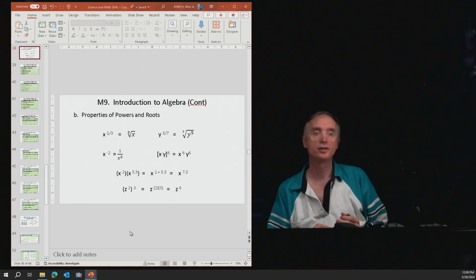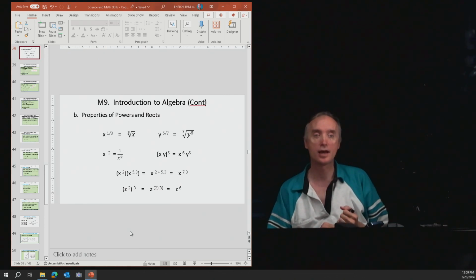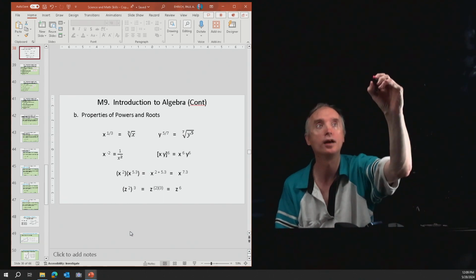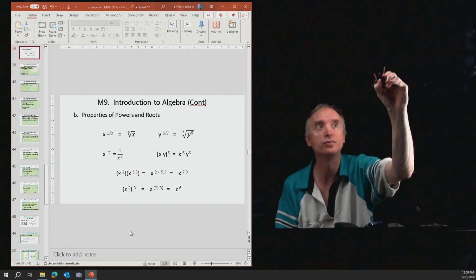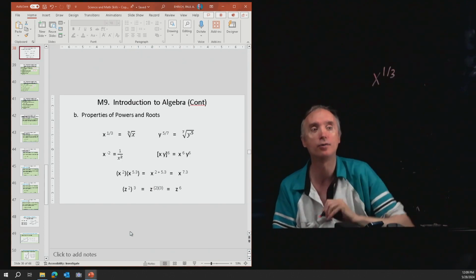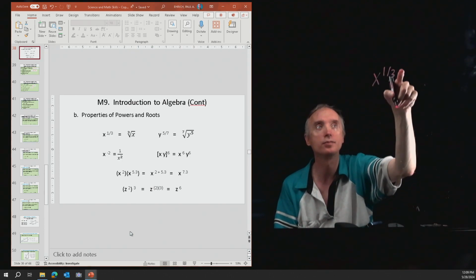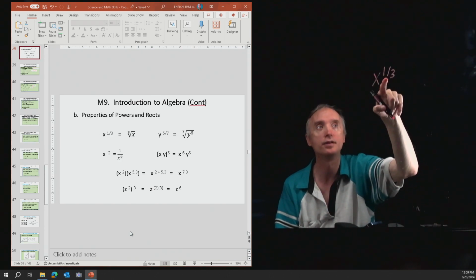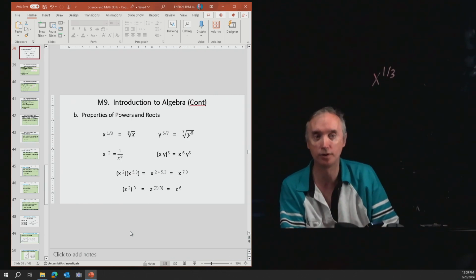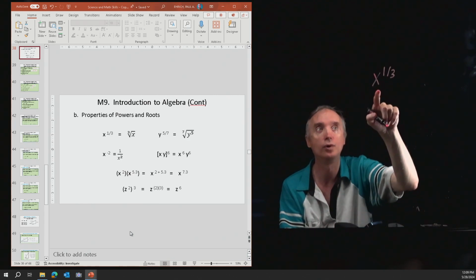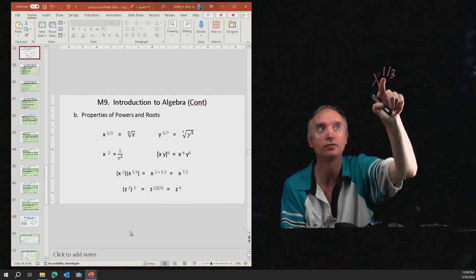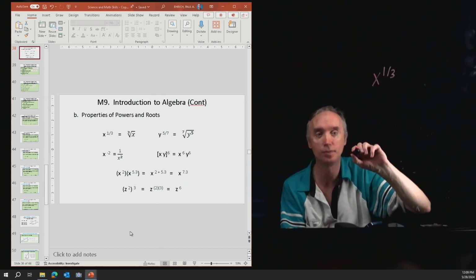Okay, now we want to continue talking about algebra, and in this segment we're going to discuss properties of powers and roots. So in our first example here we have x raised to the 1/3 power. This whole thing is going to be called an exponential, and this thing up here is going to be called the exponent. So what does it mean when an exponential has a fraction as an exponent?